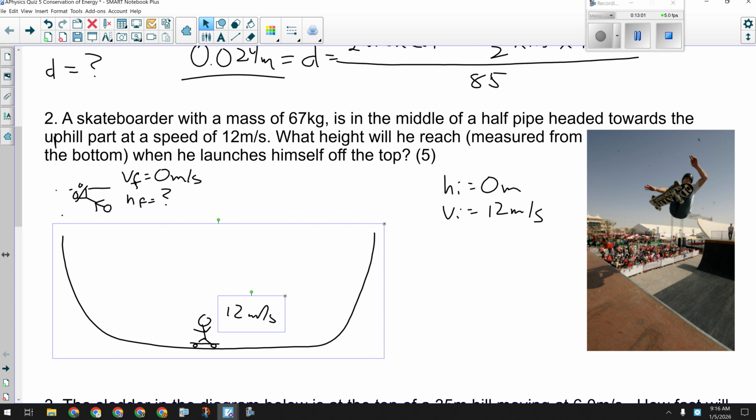Okay? No work is being done here. The height he reaches there is entirely due to the kinetic energy he has in the middle. Okay, so this is one of those E_i equals E_f questions. All right, so if you were stuck or you're trying to solve it the wrong way, I'll give you a couple more minutes here to see if you can solve it using the law of conservation of energy, and we'll talk it through.